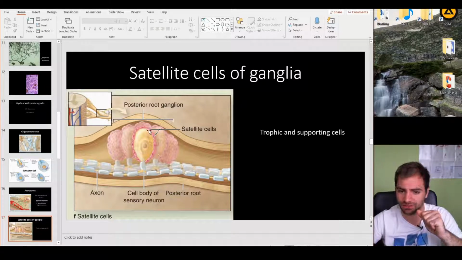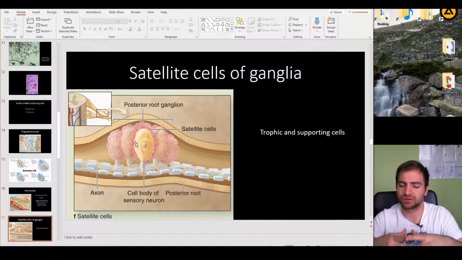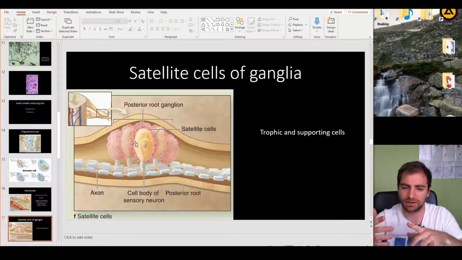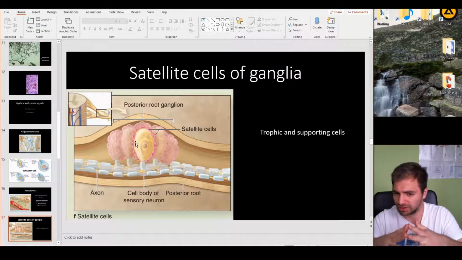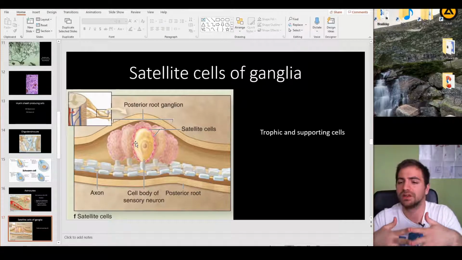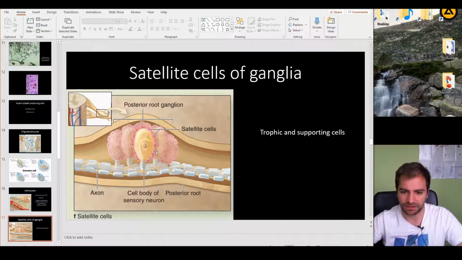So again, this is how they look, and we're going to see them in the microscope in the nervous system in another video. And at this point, just to understand, this is a ganglion cell, a neuroglial cell, and the point is to support and provide nutrients to the cell body of the sensory neuron.